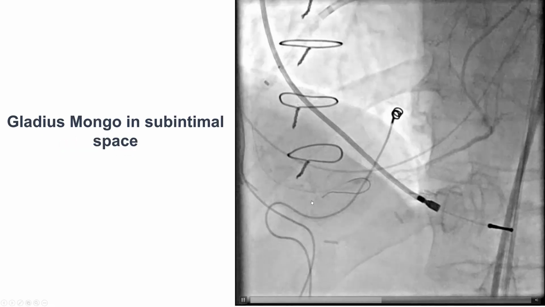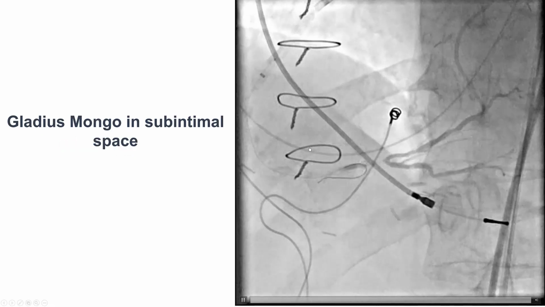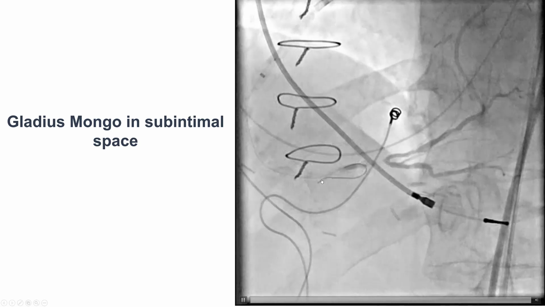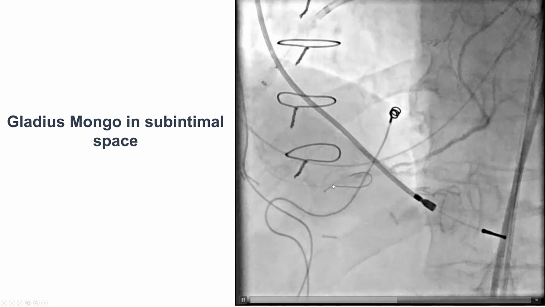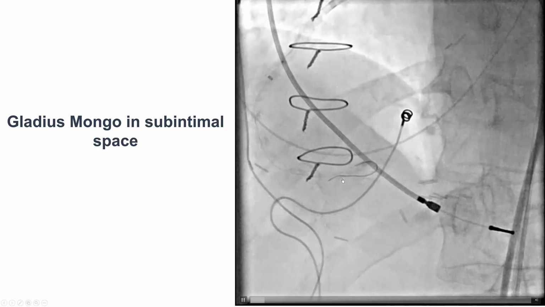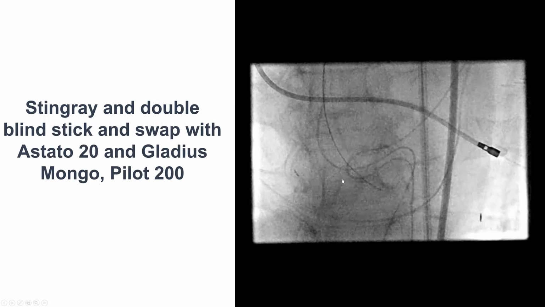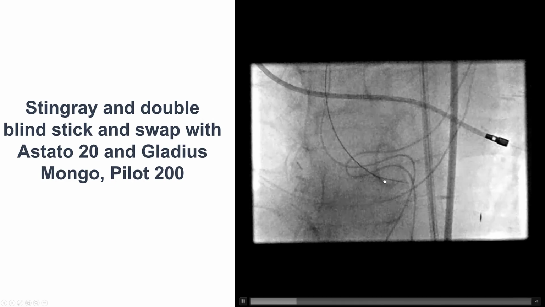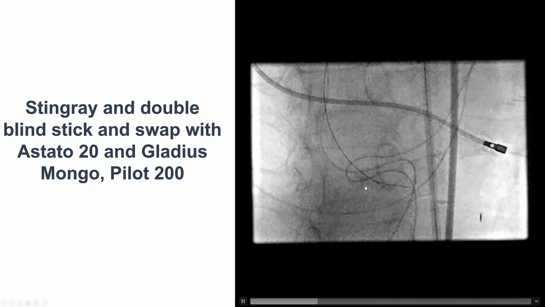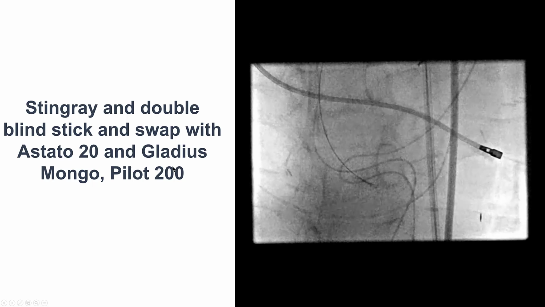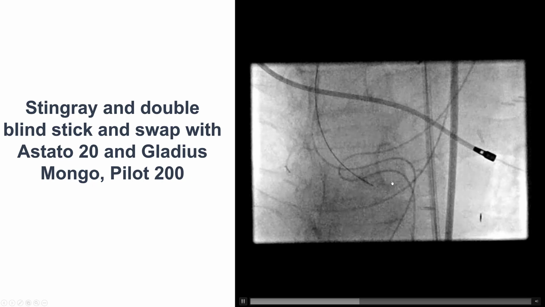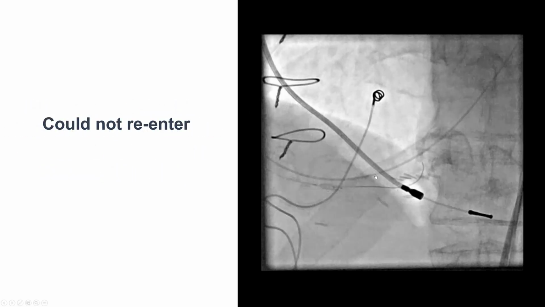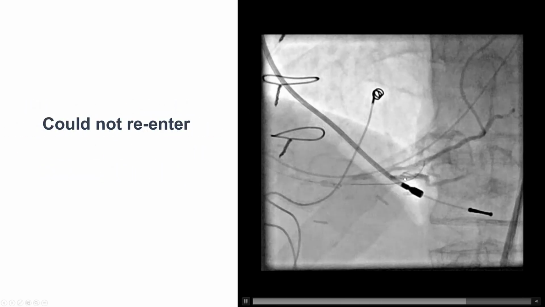And then we used a Gladius Mongo, which actually did form a fairly large knuckle, but it did seem that the wire was dancing in sync with the distal right coronary artery. So we changed for a Stingray balloon, and we did the double-blind stick and swap technique with an Asahi 20 and a Gladius Mongo and a Pilot 200 for the swap. However, unfortunately, we were unable to get into the distal true vessel.